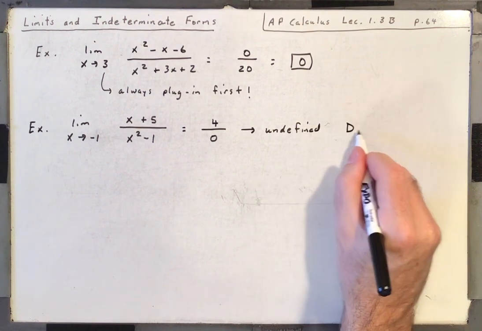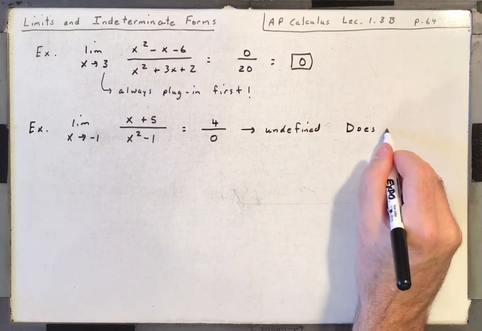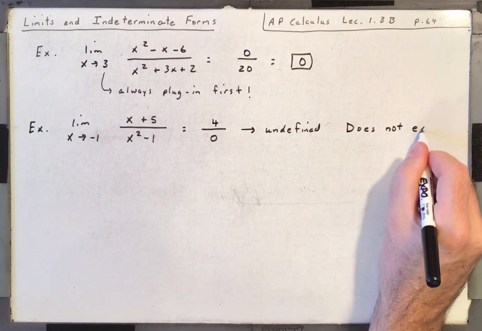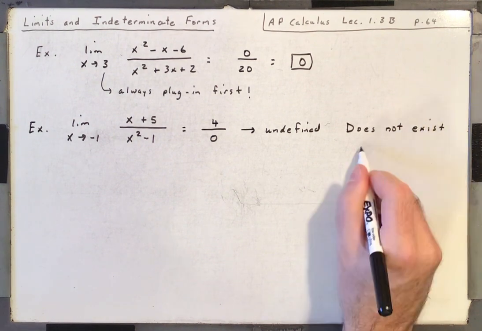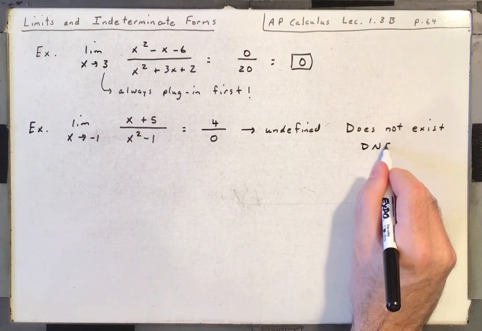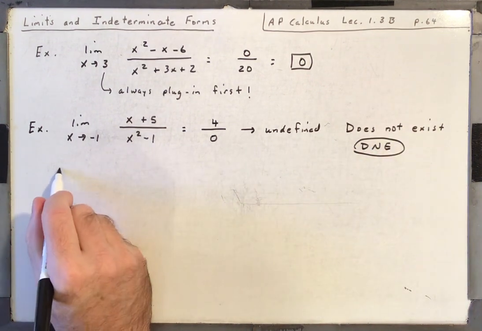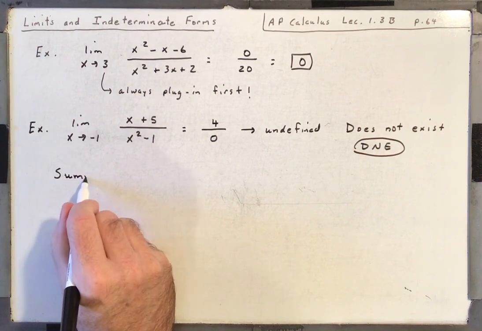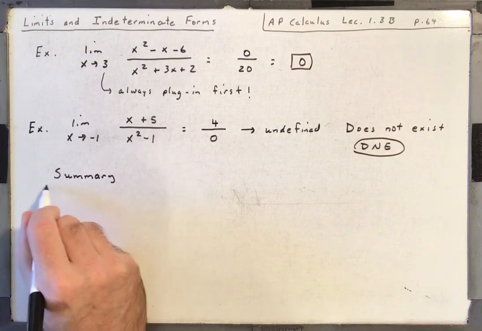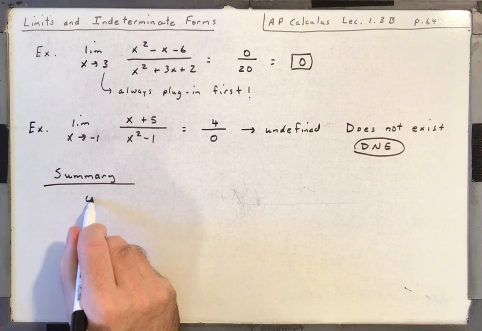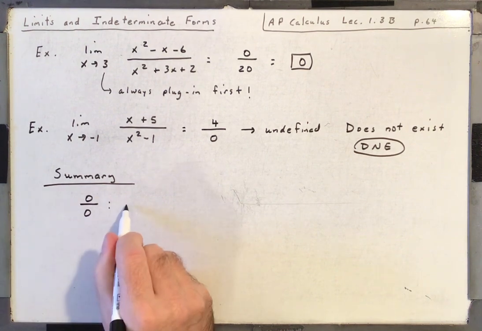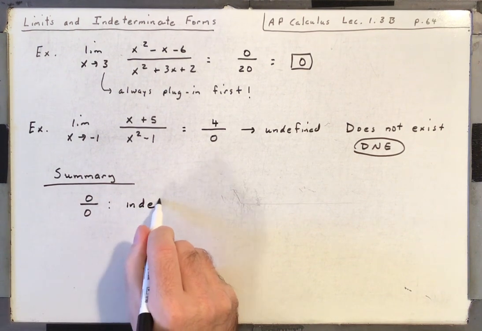So this does not exist, and it's fine to write on your paper or on the test, just DNE. So a summary of the kind of answers that you could get would be 0 over 0, that's indeterminate form.